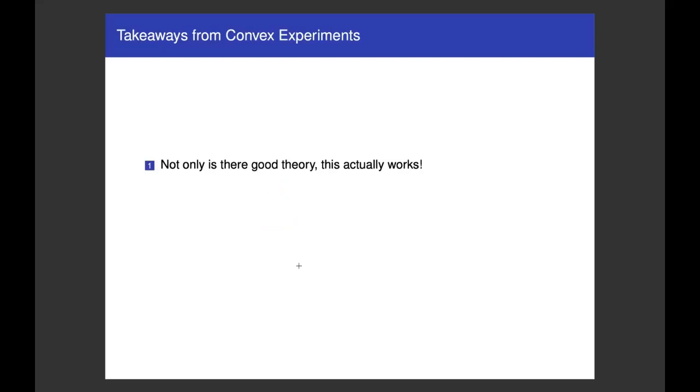So what are the takeaways here? I think the most important one is that this is not just some theoretical quibbling. This actually works, right? You can implement this algorithm, and you'll see very good results. The second is that there's no common default learning rate that works for all the data sets.